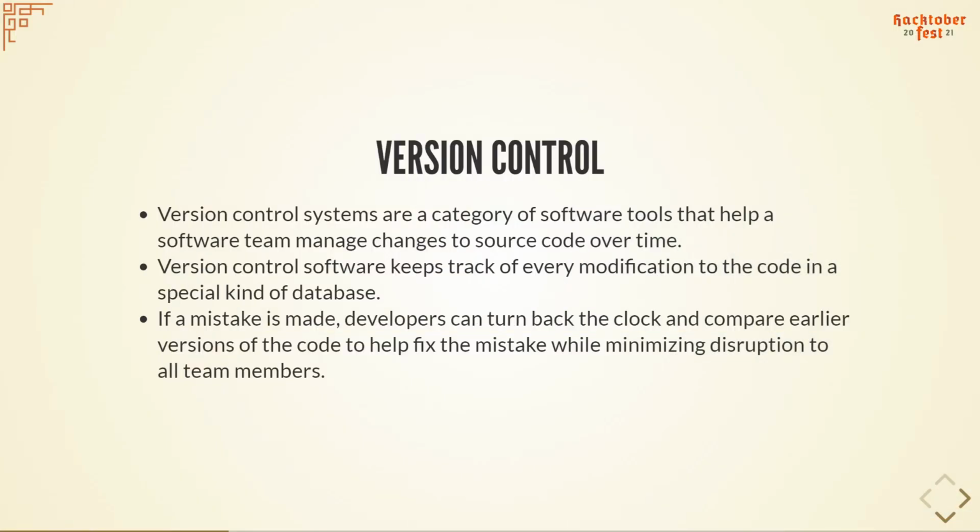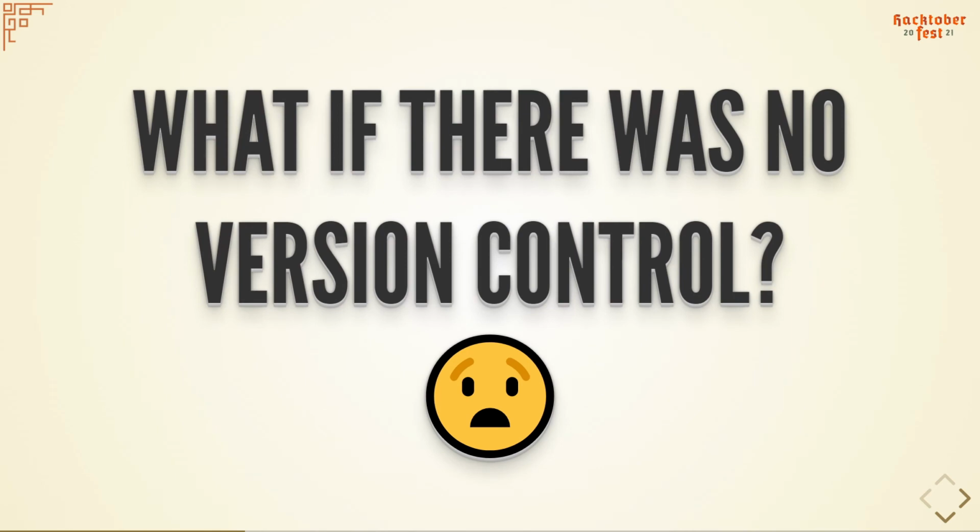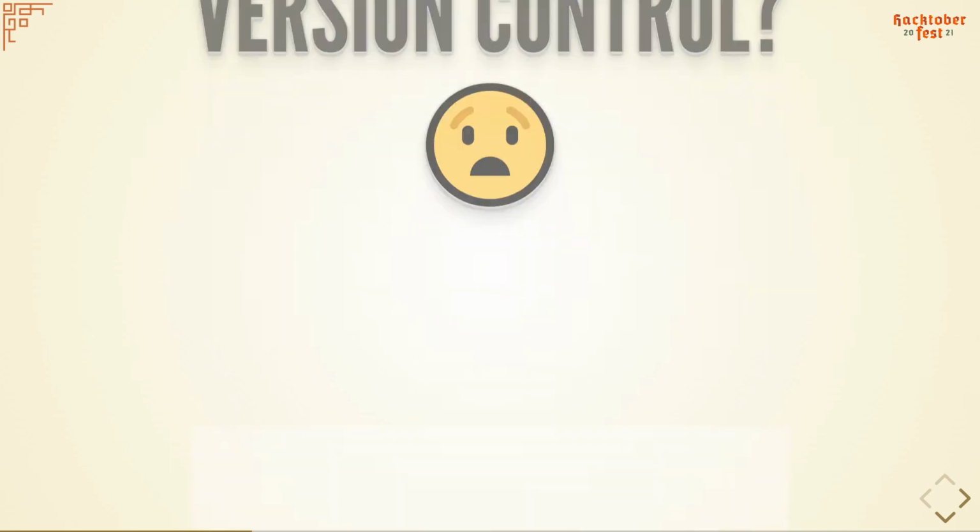I hope it was clear. Pause the video here again and let me know in the comment section: did you understand what is a version control? Because this is the most simple definition of version control. A version control system is nothing but a software tool that helps you to keep track of changes to your code over time. But what if there was no version control?